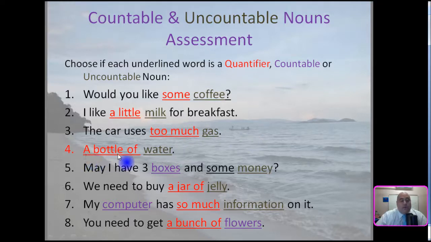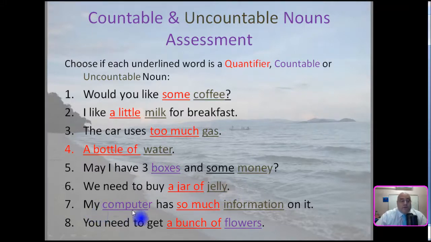Number 4, a bottle of water. Water is uncountable. A bottle of is the quantifier. Number 5, may I have 3 boxes and some money? Boxes is countable, and it's in the plural form, and it's 3 boxes, and some is the quantifier. Money is the uncountable noun. Number 6, we need to buy a jar of jelly. A jar of is the quantifier. Jelly is uncountable.